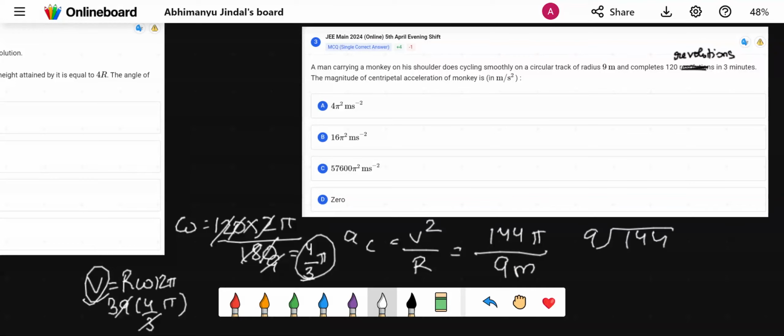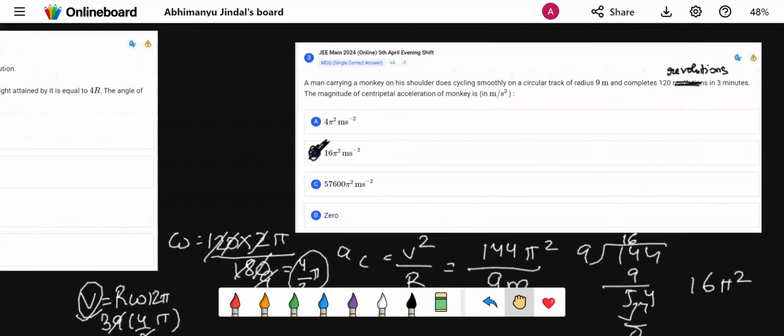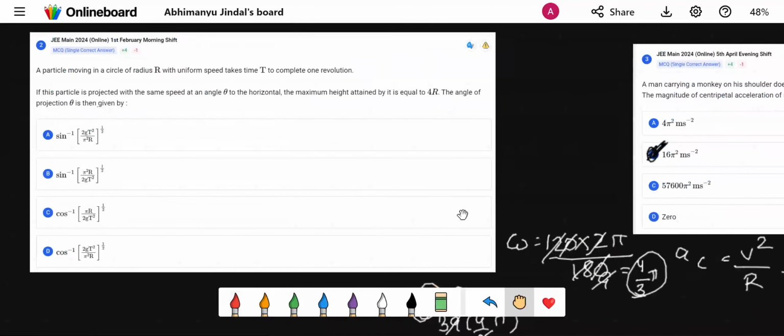Now 144 pi square divided by 9, which is 144 by 9, which is 16. So the correct answer is 16 pi square. Right, so the correct answer to this question is B, 16 pi square. Okay, let's move on.